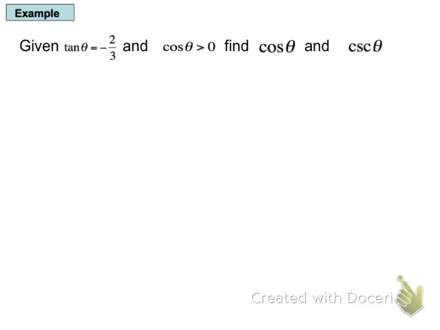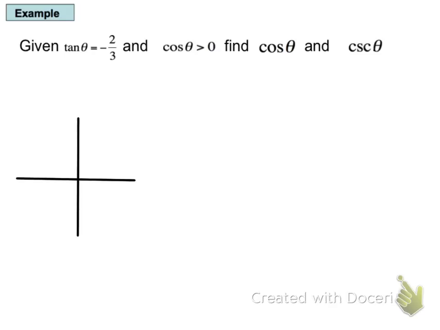Now, in this slide, we're given the tangent of theta is negative 2/3. And we're given that cosine is greater than 0. And we want to find cosine of theta and cosecant of theta, the exact values of those. So let's first start with a picture here. Before we draw our picture, we need to decide what quadrant this angle is in. So we need to look at our given information.